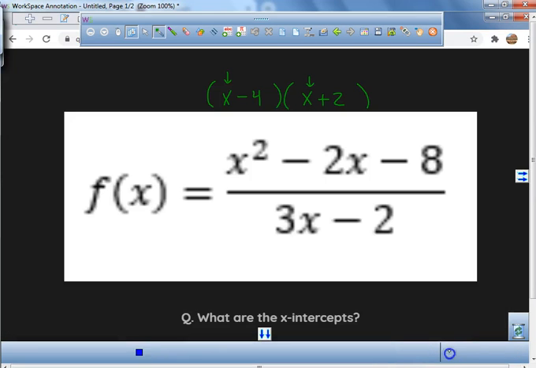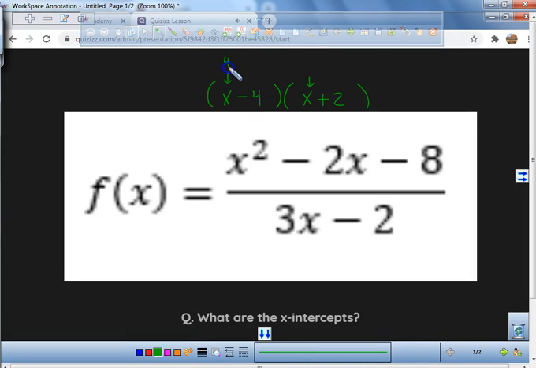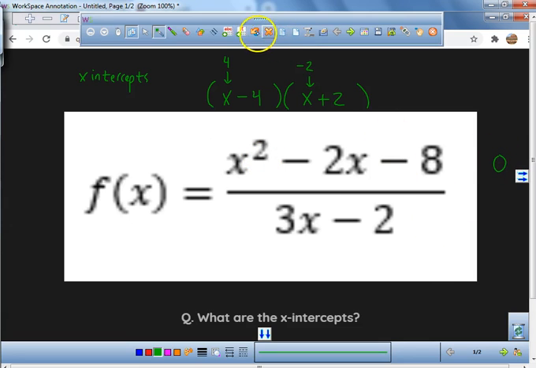So if we go back here and take a look, what number would you have to plug in to make it equal to 0? A positive 4. What number would you have to plug in there to make it equal to 0? Negative 2. Here's what I want you guys to write down in your journal: x-intercepts are where you make the numerator equal to 0. You got to make this somehow equal to 0, and there's only 2 numbers you could plug in there to make it equal to 0.